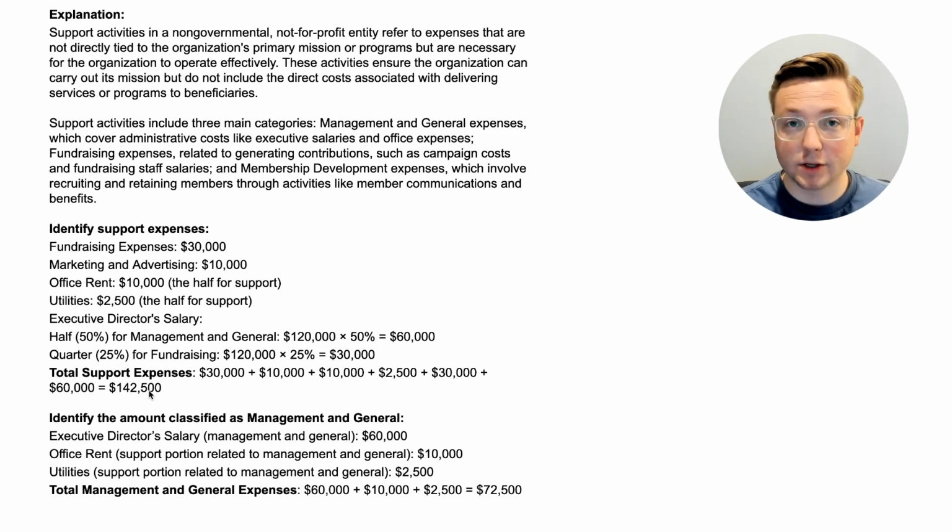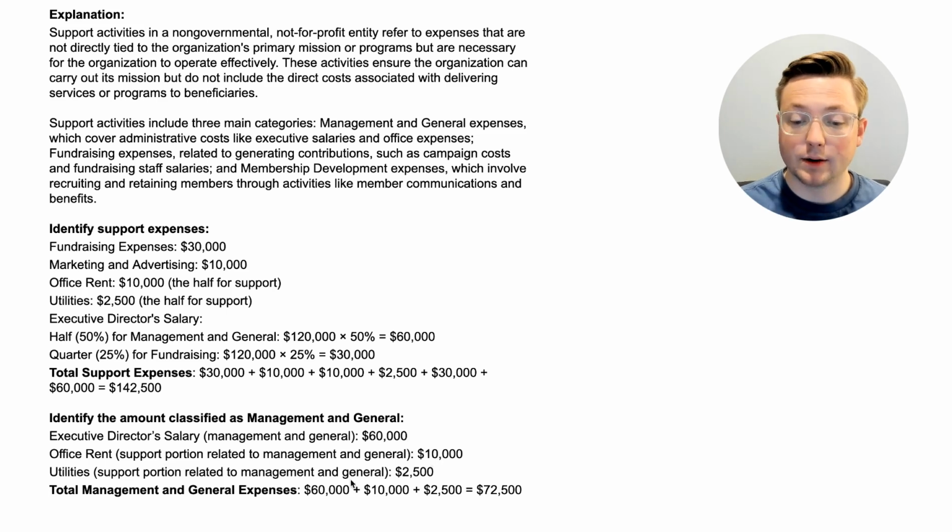Now, out of the support expenses, let's go back through and look at the management and general. There's the executive director's salary. Again, that was given to us, $60,000. The office rent, this is something that would go to management and general because if you think about it, it's like the office expenses. It's just something general that you have to run the company. And then utilities, same thing. It's just a typical office expense. And so it's support, but it's going to probably go in management and general unless they specifically say otherwise. But most of the time, utilities and office rent would go towards that.